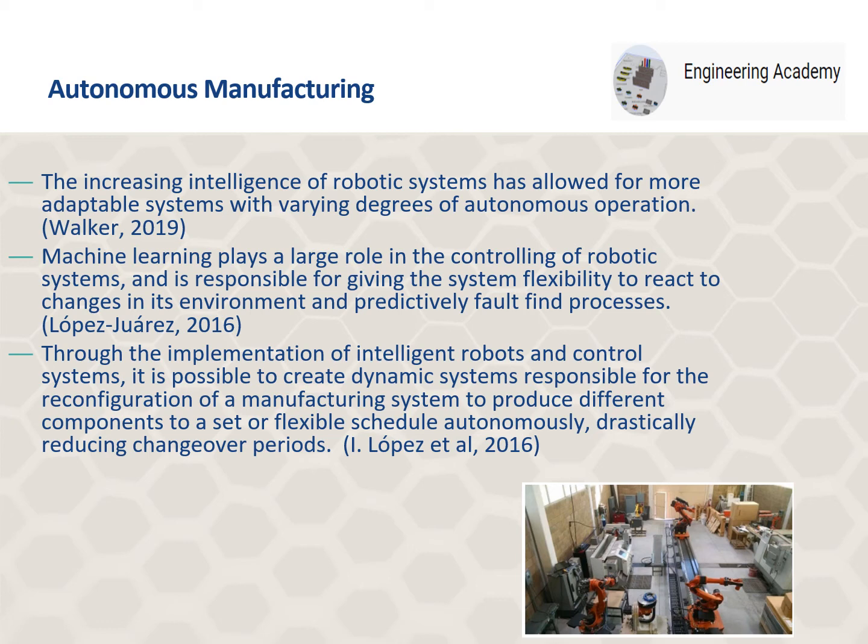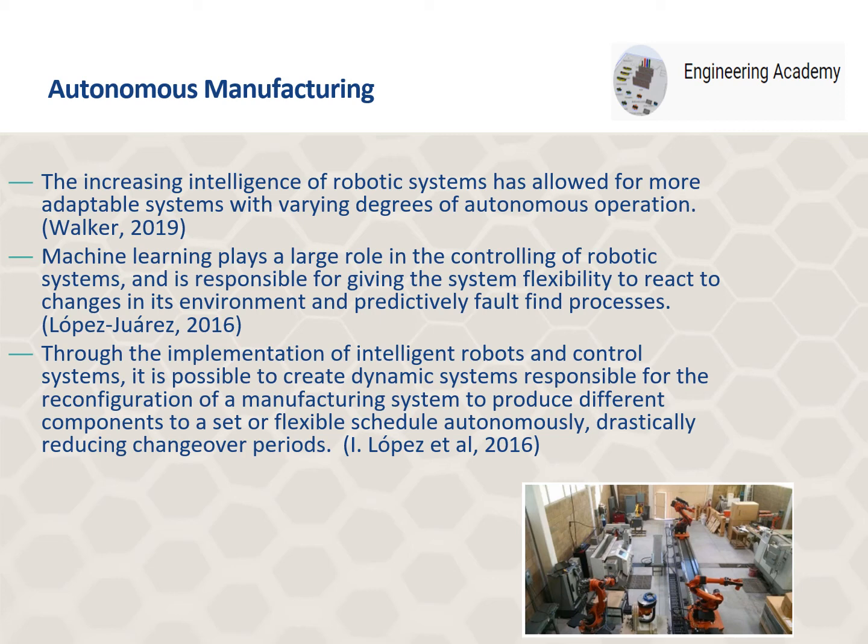Machine learning, again, there's an enormous amount of universities doing courses on machine learning. It's an extremely complicated world, but it plays a large role in the controlling of robot systems and is responsible for giving the system flexibility. So can it adapt? Is something happening that it needs to adapt to? Rather than just the robot picking from A and placing it at B, not learning anything, not adapting to the surroundings.